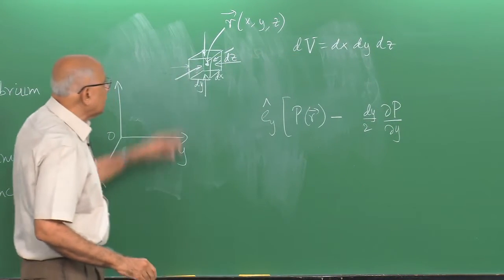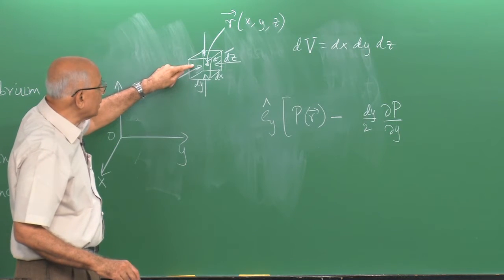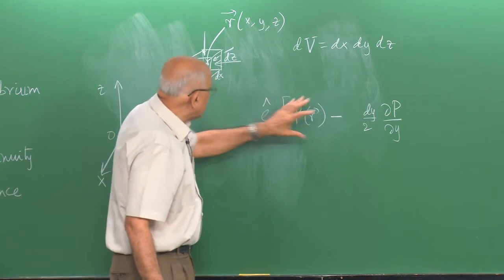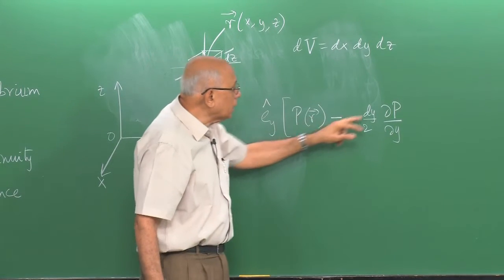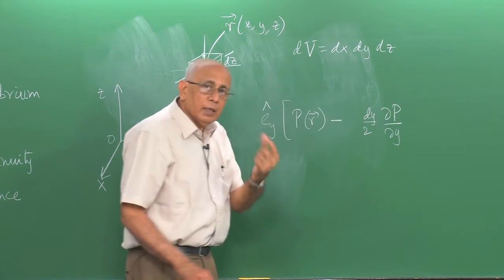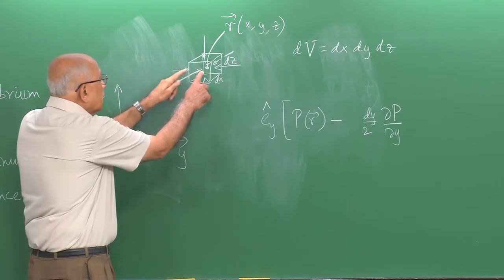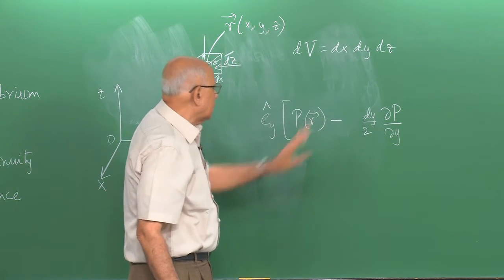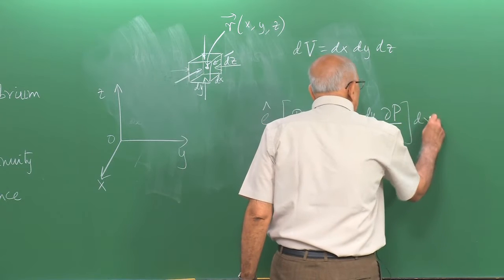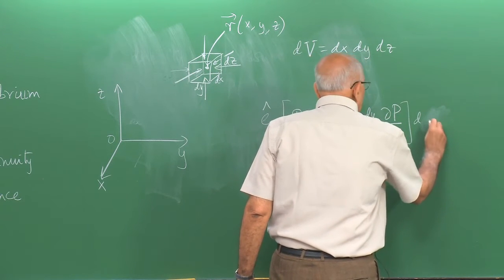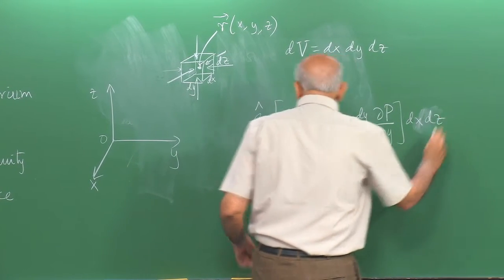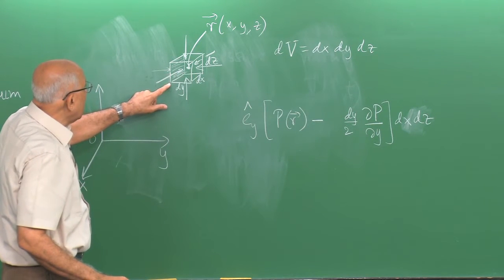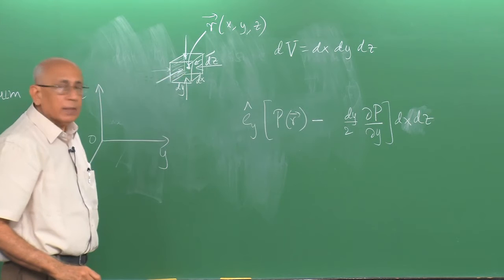So, I do a Taylor expansion of the pressure on this face about the pressure in the middle of the volume element, and the first term is the pressure at that reference point minus the correction which is proportional to the length increment, dy over 2 because it is halfway down, multiplied by the derivative with respect to y of the pressure itself. And this must be multiplied by dx dz, because that is the area of this element here. The vertical is dz and the horizontal going into the board is dx.